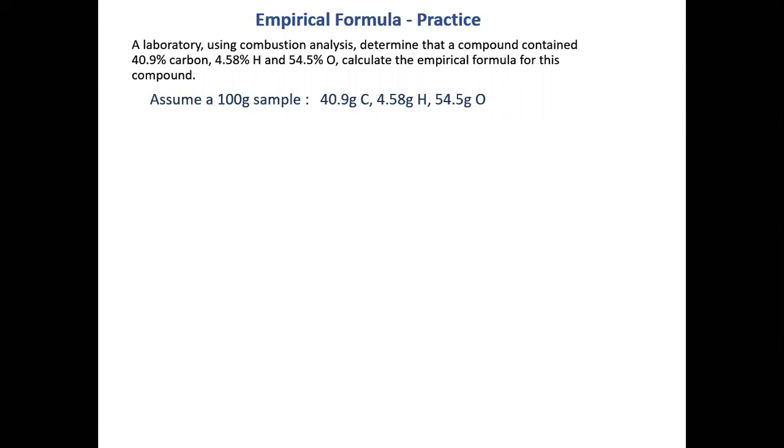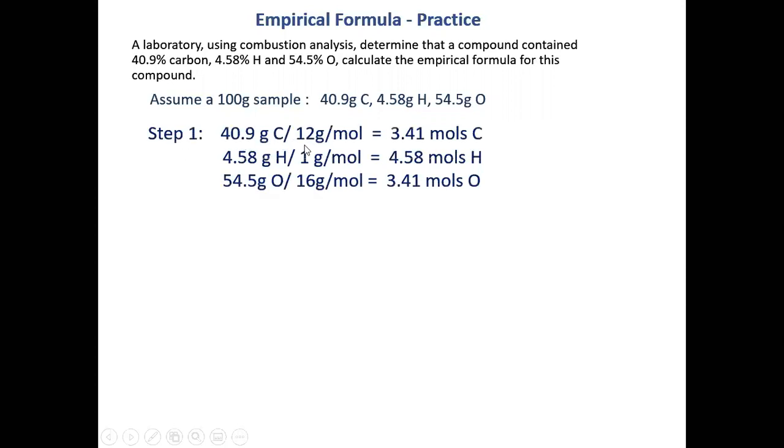Now, using the molar masses, we're going to find the moles of each. So again, the molar mass of carbon is 12, hydrogen 1, and oxygen 16. So now we get our moles of elements. Again, mass divided by the molar mass gives us the moles of each element. And now you'll notice here that carbon and oxygen have the fewest number of moles. So we're going to divide everything by 3.41.